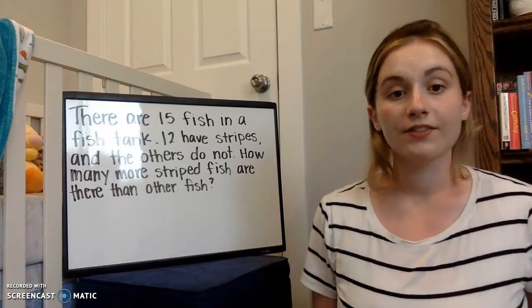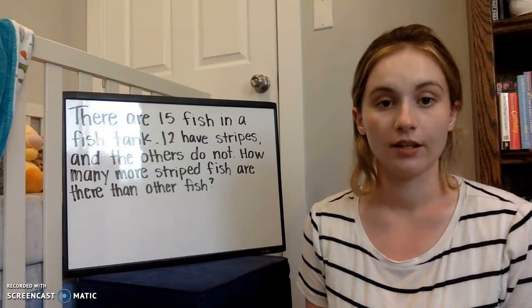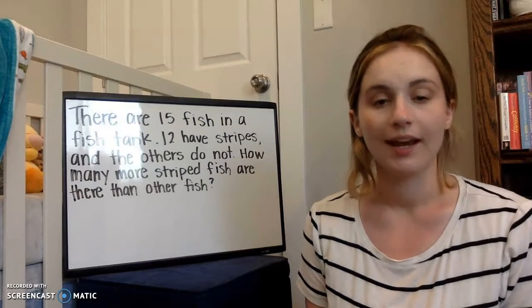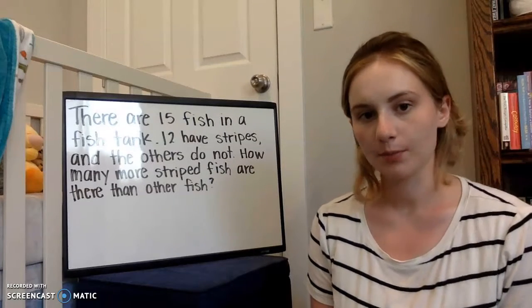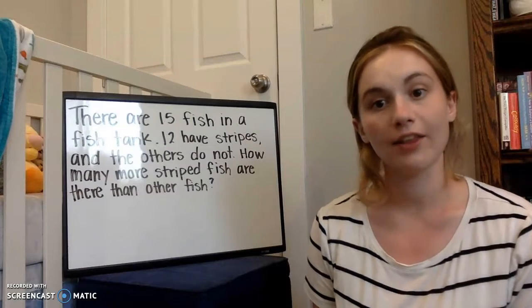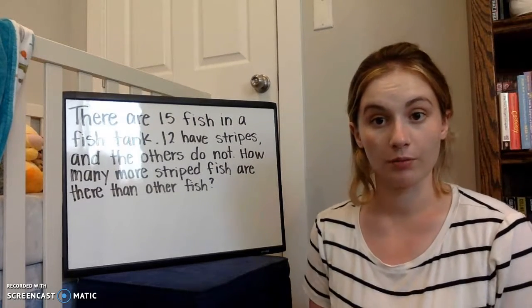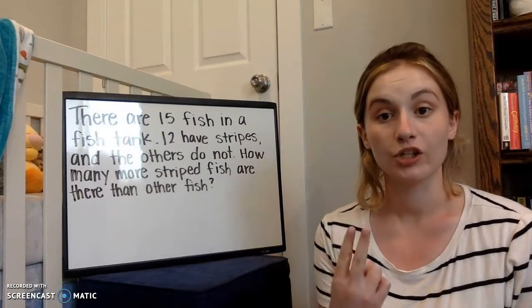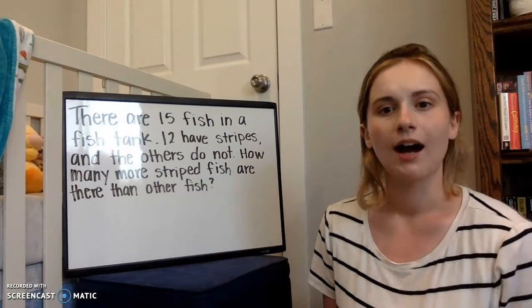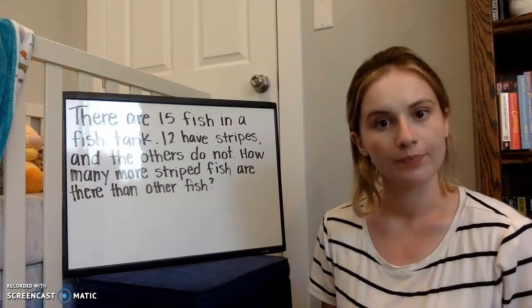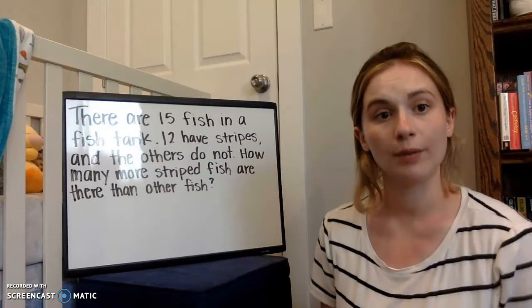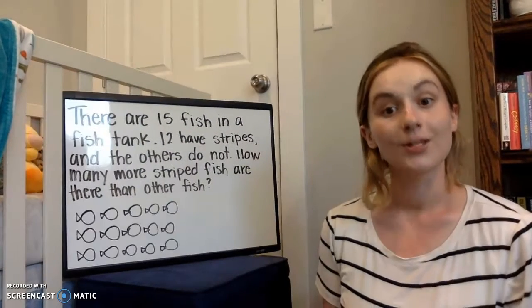There are 15 fish in a fish tank. 12 have stripes, and the others do not. How many more striped fish are there than other fish? Remember the first step of solving 2-step word problems. Read the problem, picture it, understand it. I think I'm going to draw a picture. There are 15 fish, so I'm going to draw 15 fish. So I have my 15 fish.